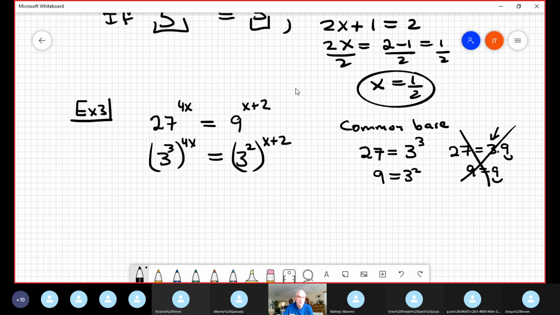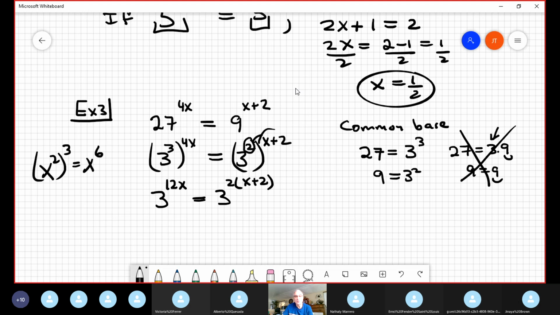Important property of the exponent. When you have, for example, x to the second to the third, it is equal to x to the 6, because you multiply the exponents. In this case, also you multiply: 3 to the 12x, because 3 times 4 is 12, equal 3 to the 2 times this expression, x plus 2. It is mandatory to put the parentheses because the 2 multiplies the whole thing. Then you have two exponential functions with the same base 3, nice. Therefore, the exponent is the same, 12x equal to 2 times the parenthesis x plus 2.